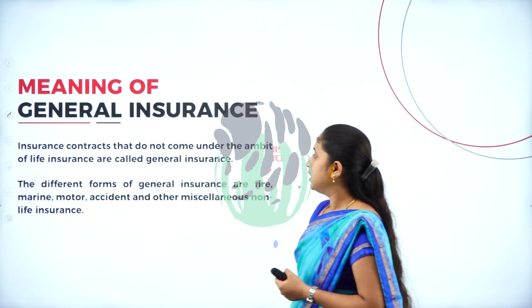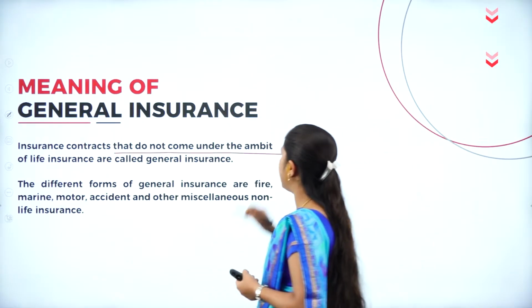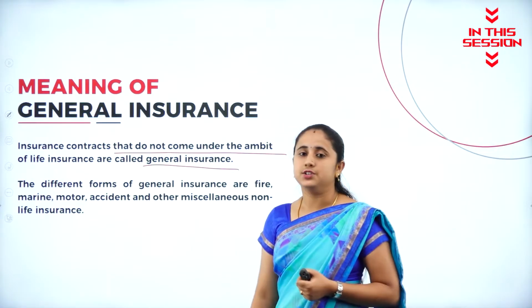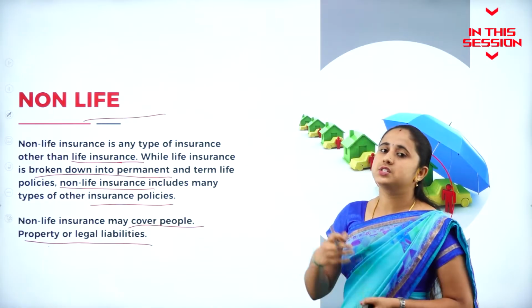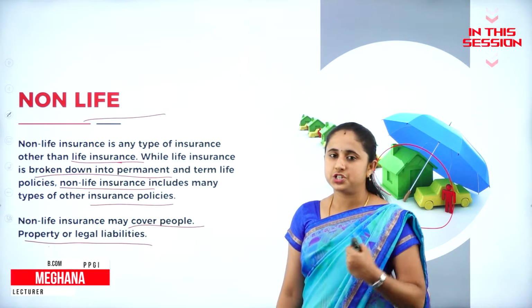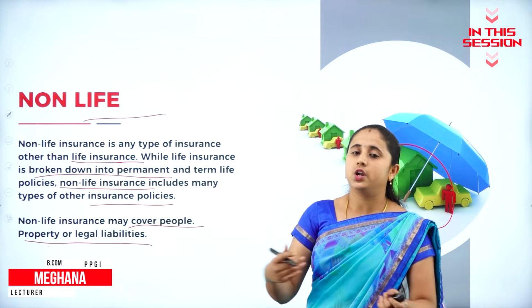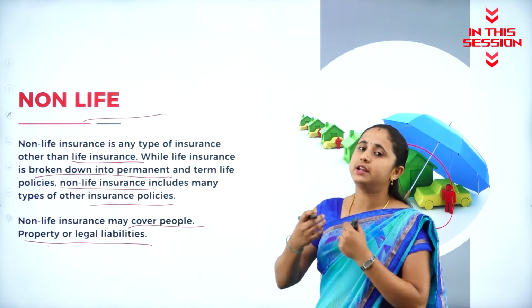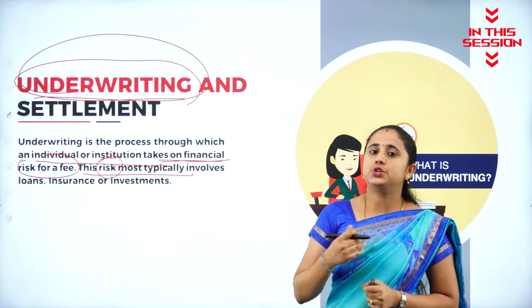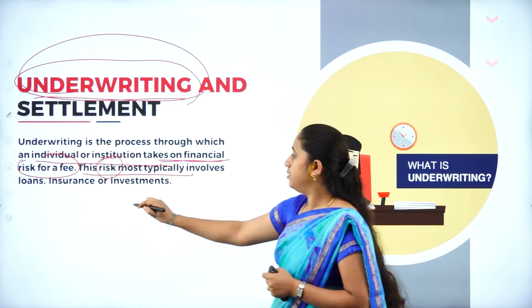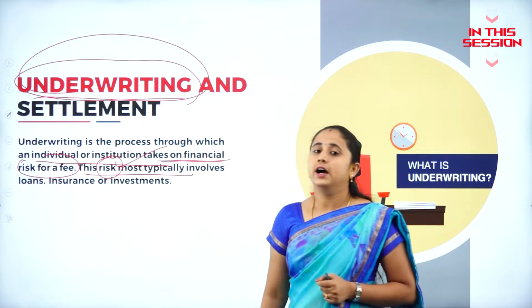Insurance contracts that do not come under the ambit of life insurance are called general insurance. In this unit, we are going to study non-life insurance in detail: the procedure for non-life insurance, what the advantages are, how it helps people, and how we can recover the things. In unit 4, we are going to study the underwriter, the settlement, and an important factor, risk.